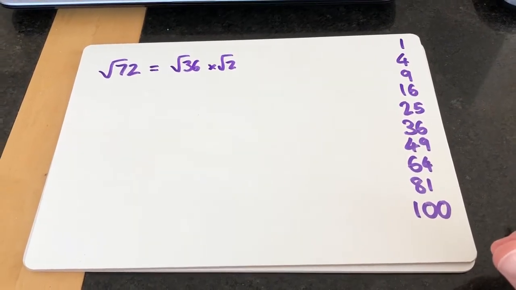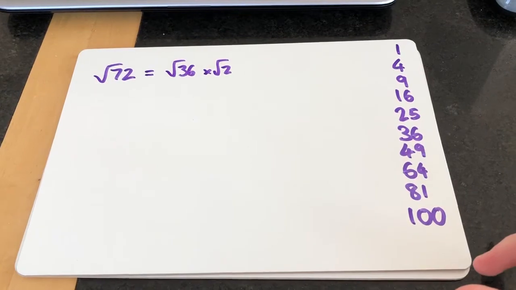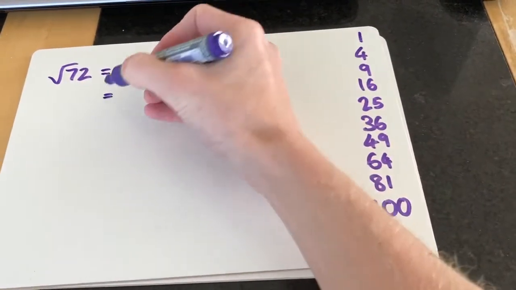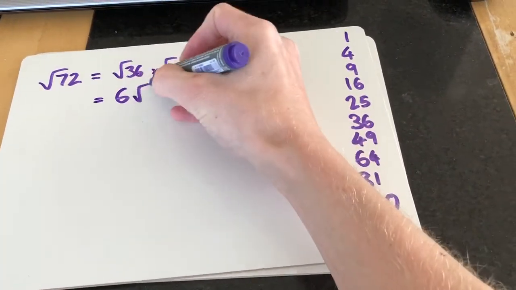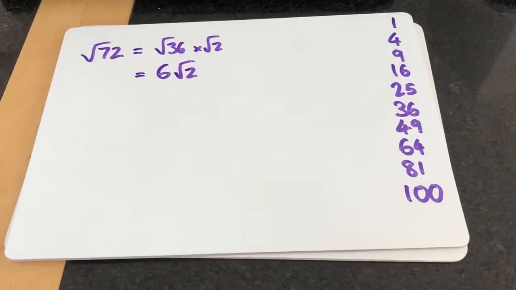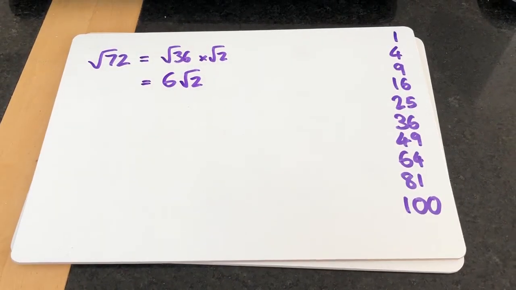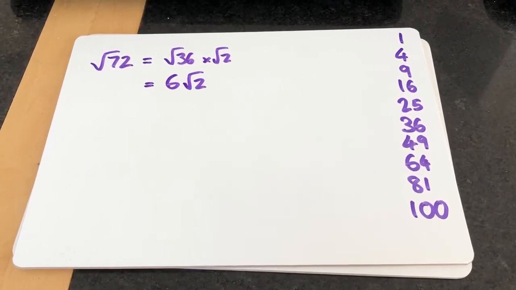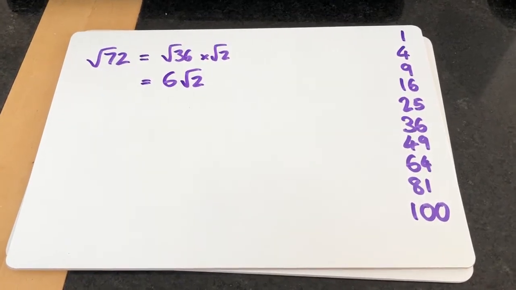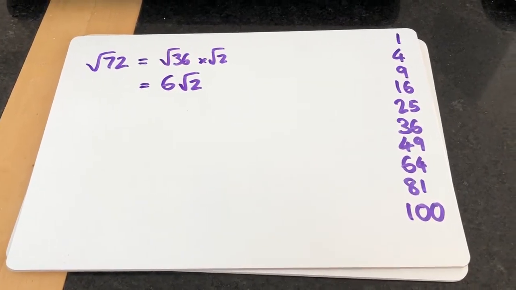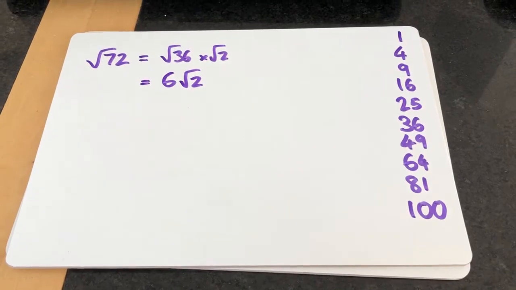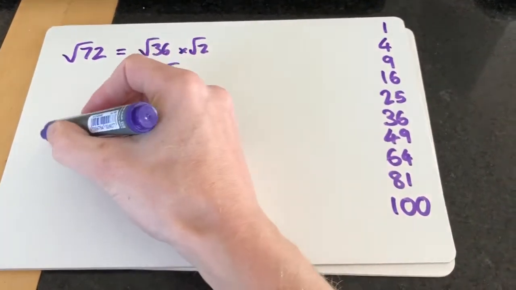So all you're left to do then is just actually square root the square number, and then that's simplified. Okay, so root 72 is 6 root 2, that's it. Now, it gets slightly more complicated than that. So if you wanted to do more than one at the same time, so let's say you had something like this.